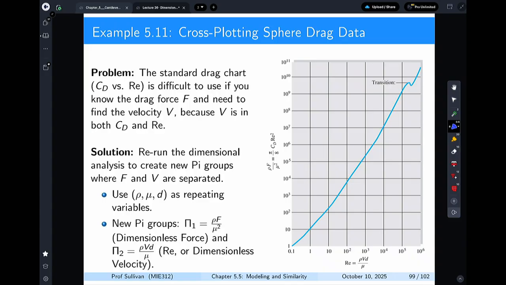So you rerun the dimensional analysis and create pi groups where F and V are separate. You use rho, mu, and d. You get pi groups: pi 1 is rho F drag over mu squared, a dimensionless force, and the Reynolds number. And again, largely when you look at these problems, you're going to see Reynolds number over and over.